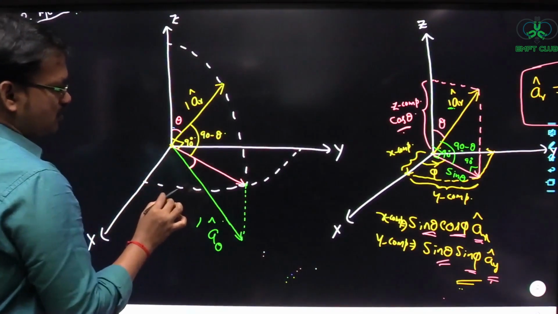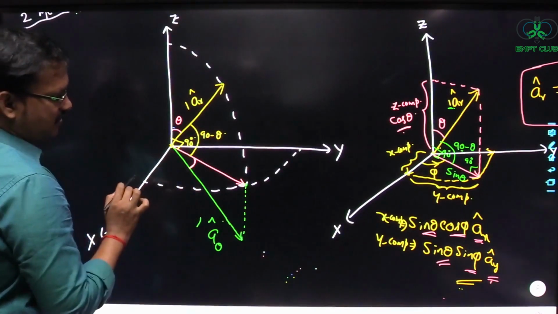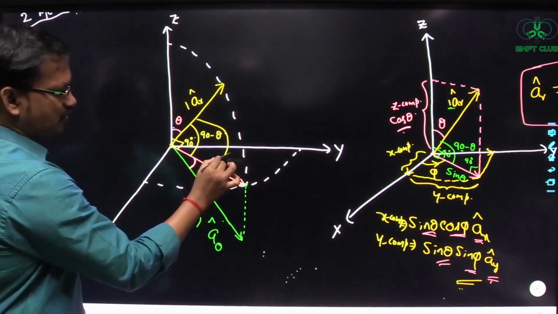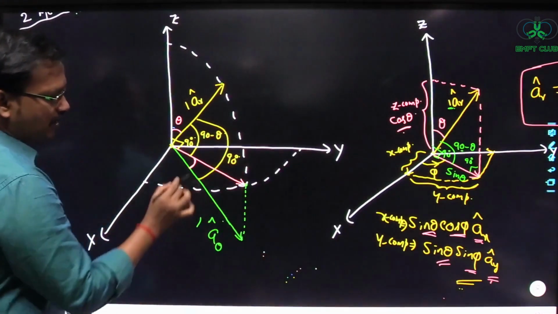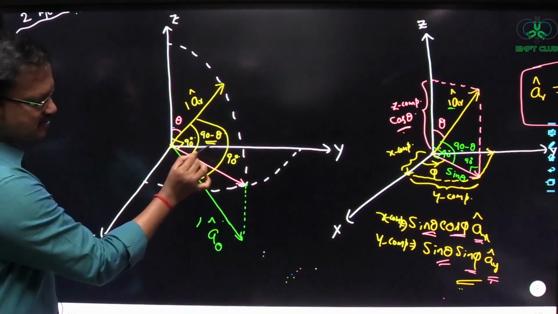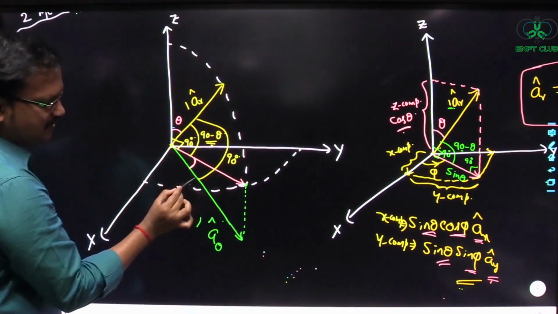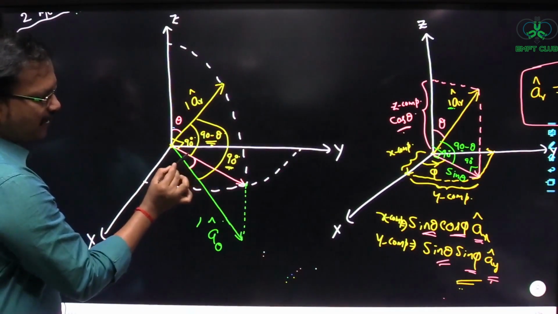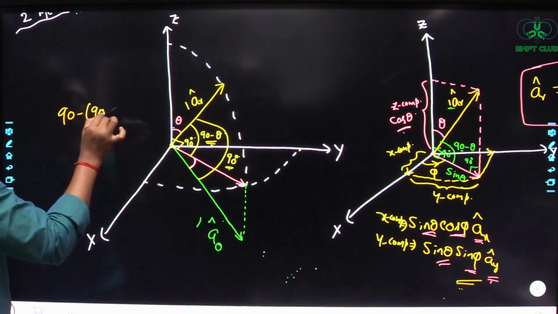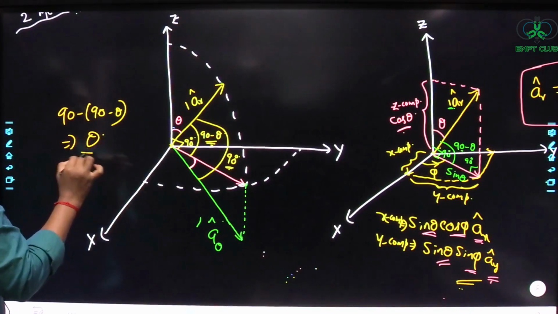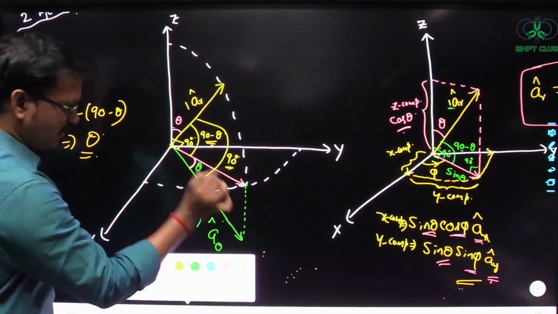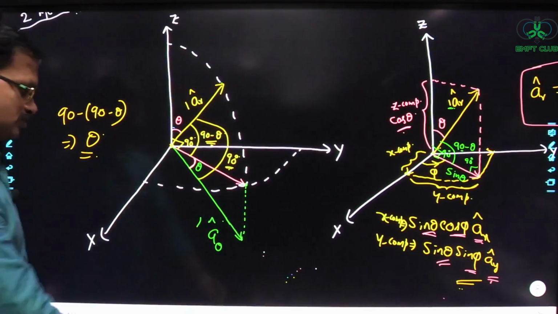Okay. So then what is this angle here? Tell me. The angle between a r cap and a theta cap is nothing but 90 degrees. So now tell me, what is this angle? See here, from here to here the angle is 90 minus theta, and from here to here the angle is 90. So 90 minus of 90 minus theta is nothing but theta. So this angle is nothing but theta. I hope you have understood this one here, right?